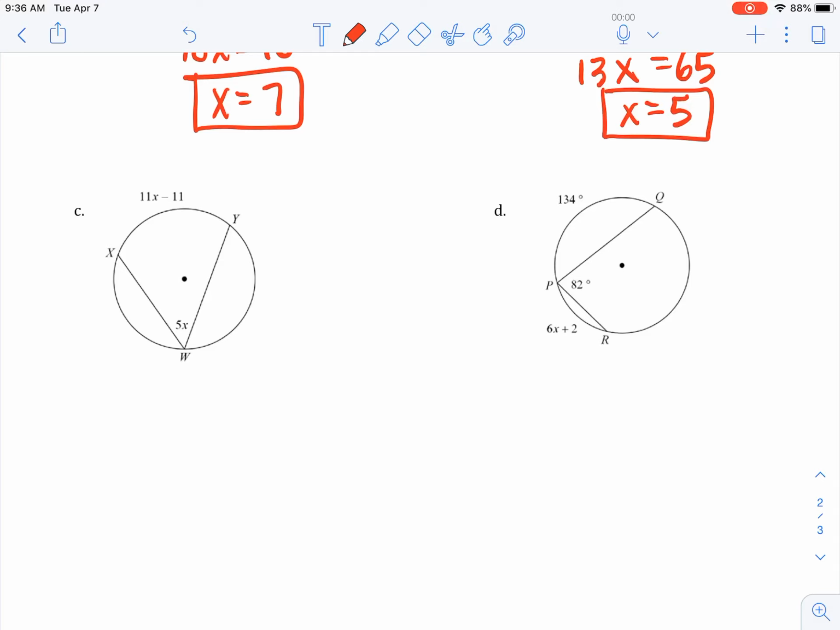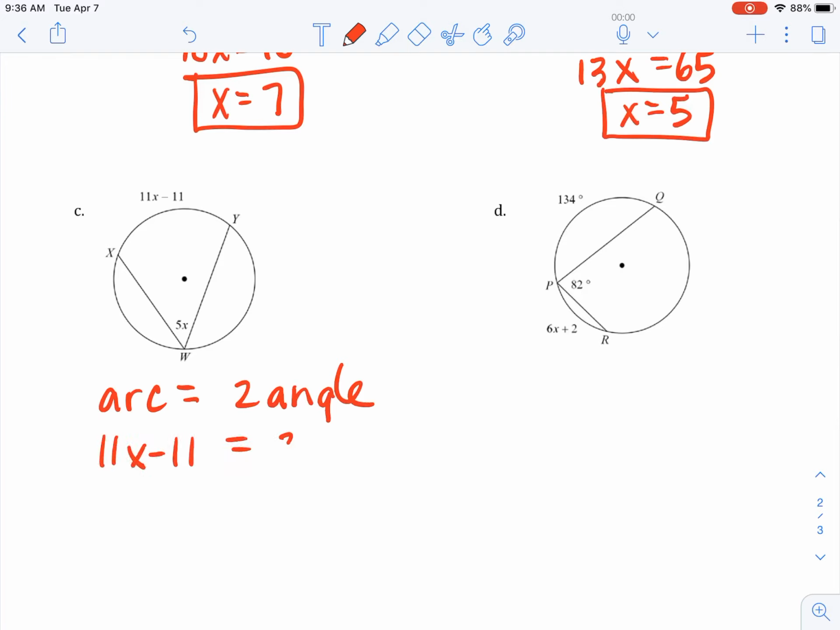But in the effort to avoid decimals, what I'm going to use is arc equals double my angle. Because if I double 5x, I don't create decimals. If I take half of 11x minus 11, I do. So that's the only reason I'm using the formula this way. Arc equals double the angle. You can certainly use decimals and use the angle equals half arc. That would work too.